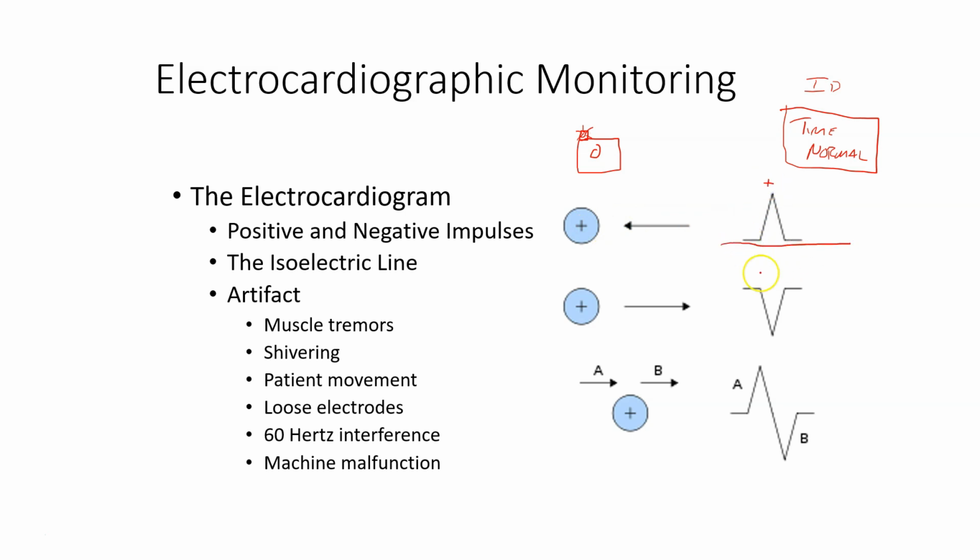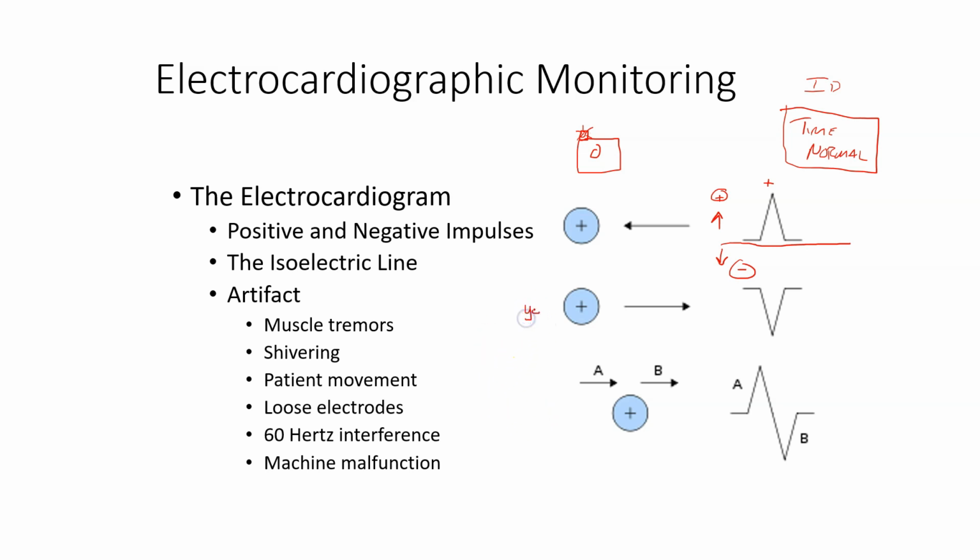We're going to call this the isoelectric line. So anything above the isoelectric line is considered to be positive. Anything below the isoelectric line is considered to be negative. So if it's heading towards that electrode or that camera, it's positive. Things moving towards you usually are a positive thing, right? That person who you really like, they're walking up towards you, it's a positive thing. But when they leave, they're moving away from you.